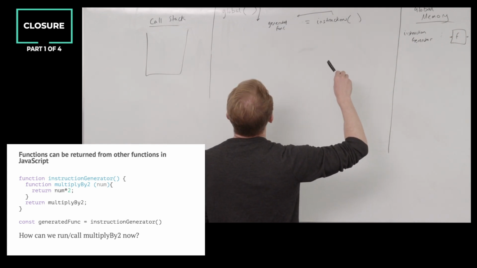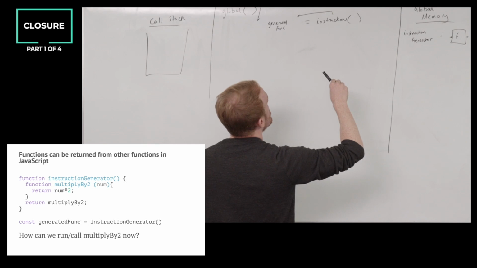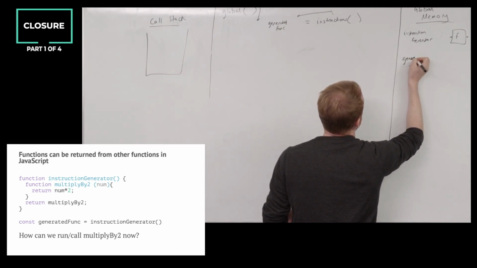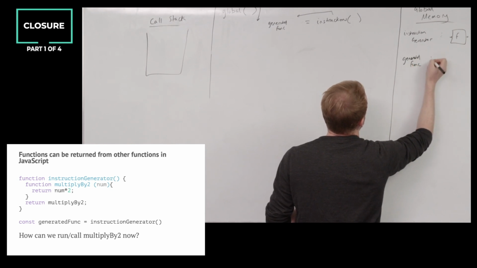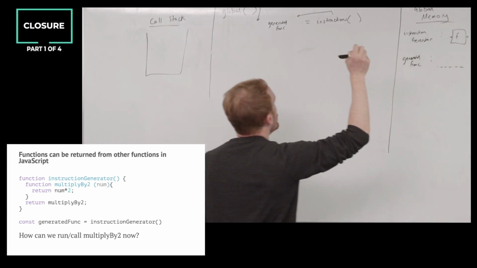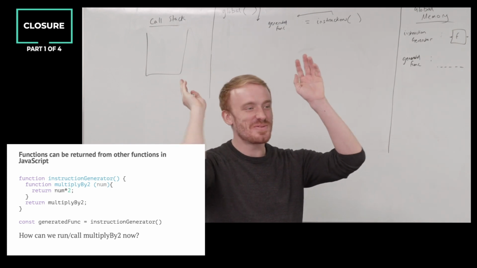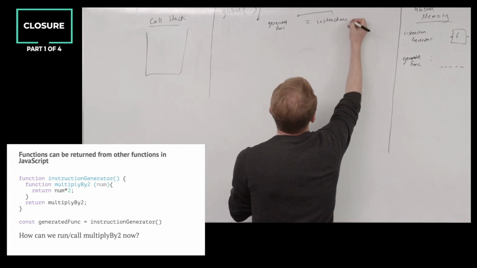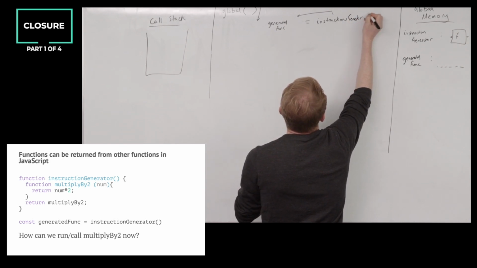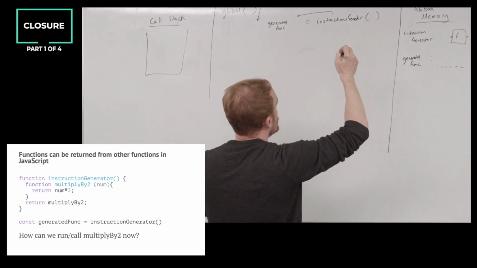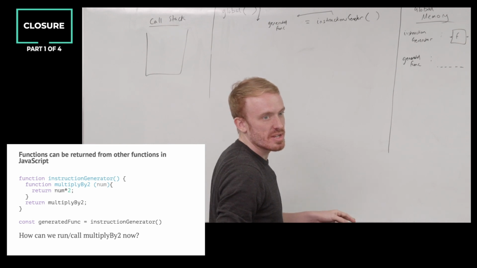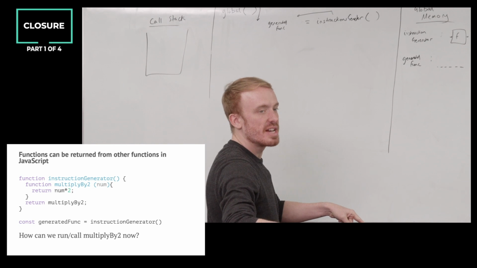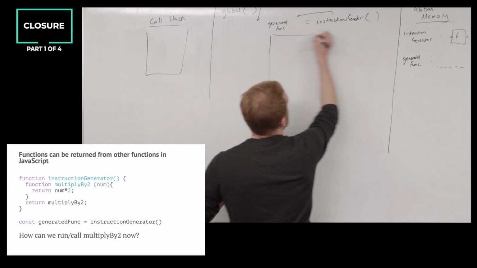Mejan, next line. We are declaring a variable called generated func. There it is. Excellent. And what is going to be stored in it, Mejan? The return value of invoking instruction generator. Fantastic. That's very good. Now, Philip, can you do as well? What do we do when we execute instruction generator? What happens? We declare a function, multiply by 2. Before we jump into the function, what do we create? A new execution context. He did very well as well. Very nice. There it is.